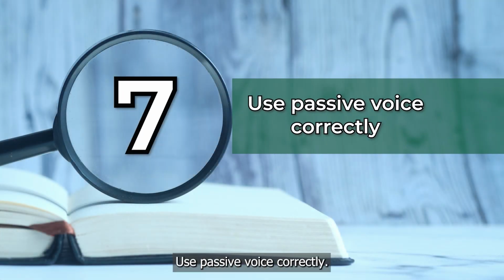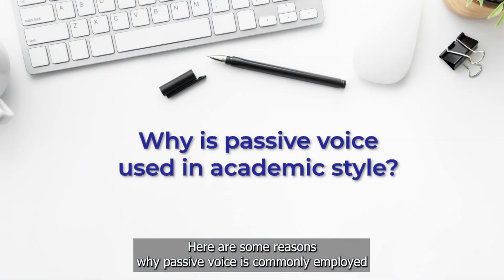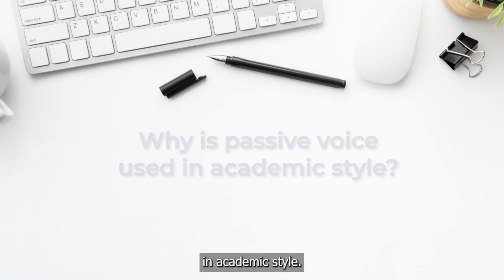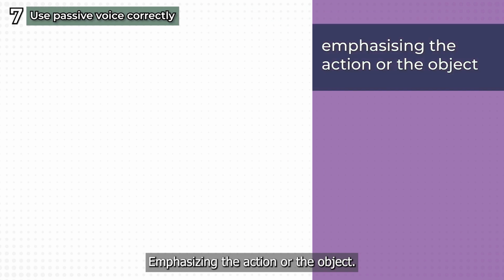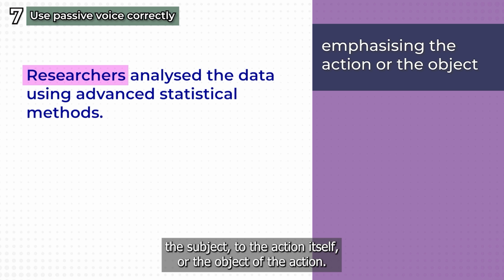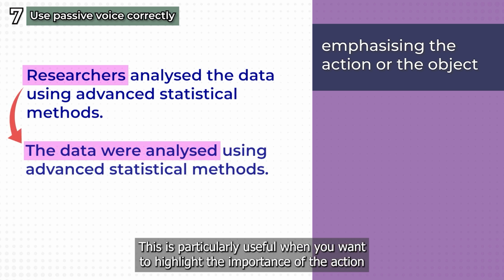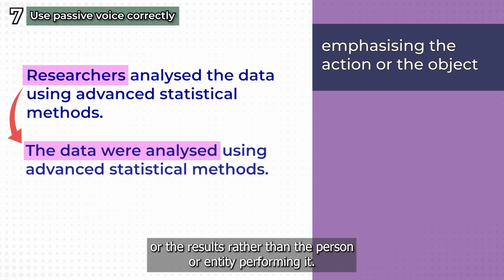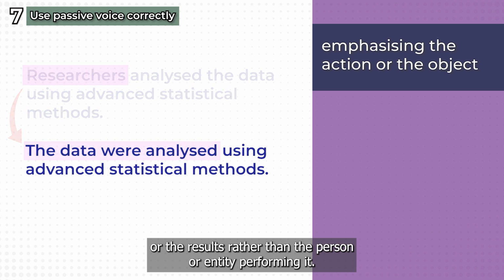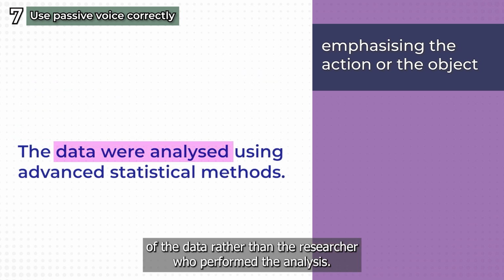7. Use passive voice correctly. Here are some reasons why passive voice is commonly employed in academic style. Emphasizing the action or the object. Passive voice can shift the focus from the doer of the action, the subject, to the action itself, or the object of the action. This is particularly useful when you want to highlight the importance of the action or the results rather than the person or entity performing it. In this sentence, the emphasis is on the analysis of the data rather than the researcher who performed the analysis.